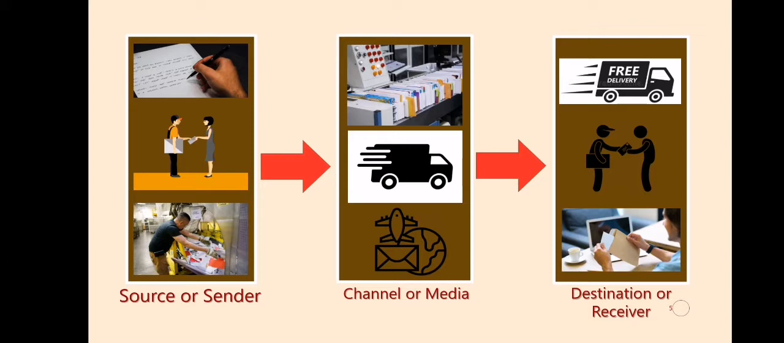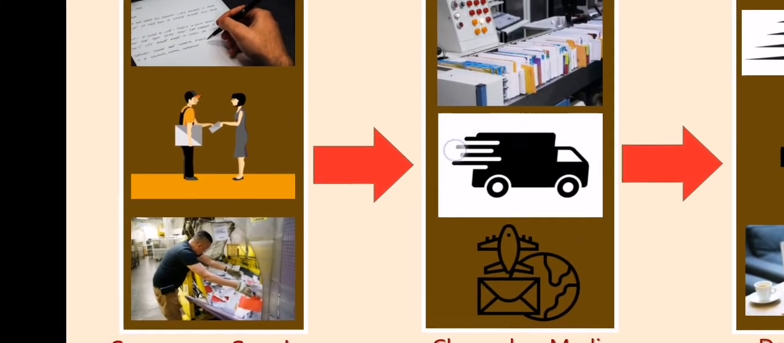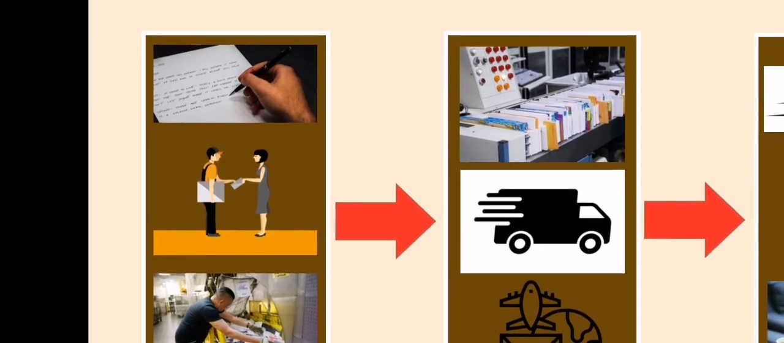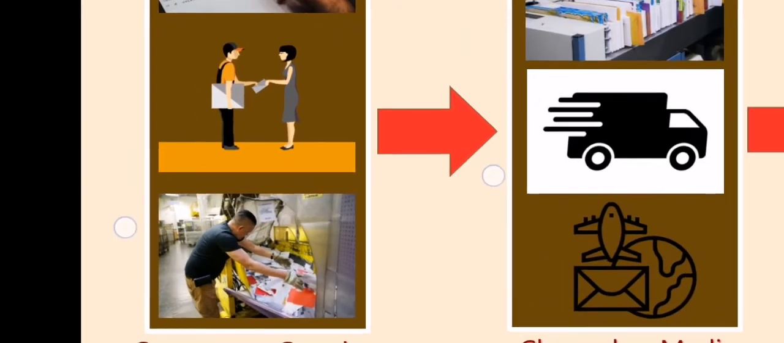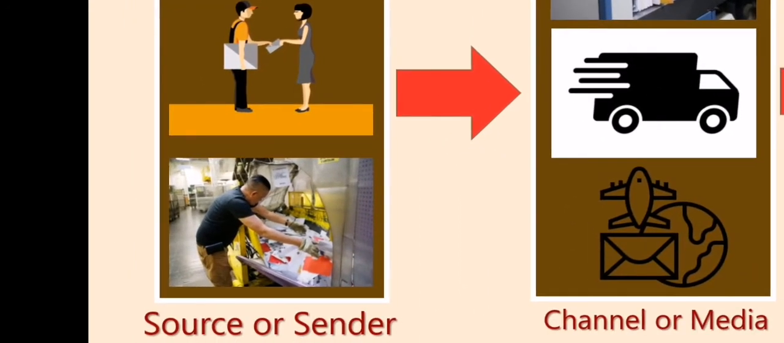Let's take this as an example. For the source or sender, a person writes a letter, inserts it in an envelope, writes the sender and receiver's address, and drops the letter in a mailbox. The letter then is picked up by a letter carrier and delivered to the post office. The letter is sorted at the post office, then a carrier transports the letter.